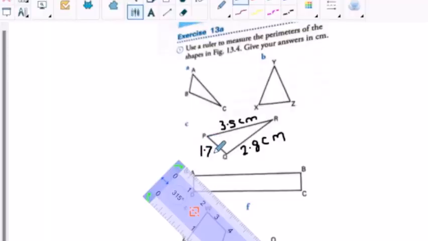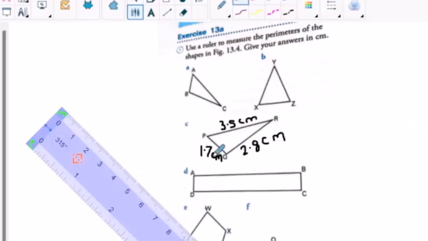So do the same in your textbook. Measure the three lengths and come and do the addition. By the time you finish measuring the three lengths, go to your exercise book. Put perimeter P is equal to the sum of the three lengths. This one is 3.5. Add it to the next length, let's say 2.8. Then when you finish that, add it to 1.7. So this is what I want us to do in the assignment.